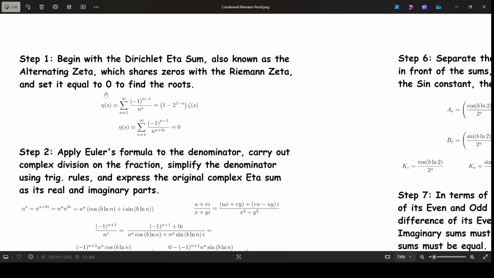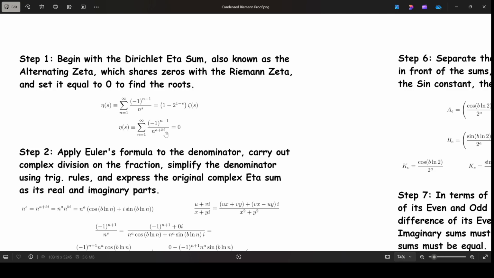So we need to take this alternating part here for the sake of our proof. And we need to show when and where and how it gives these roots, which is just when is it equal to 0. Now I've replaced the complex number s, which you see here, with its full version, a real plus an imaginary, a plus bi.